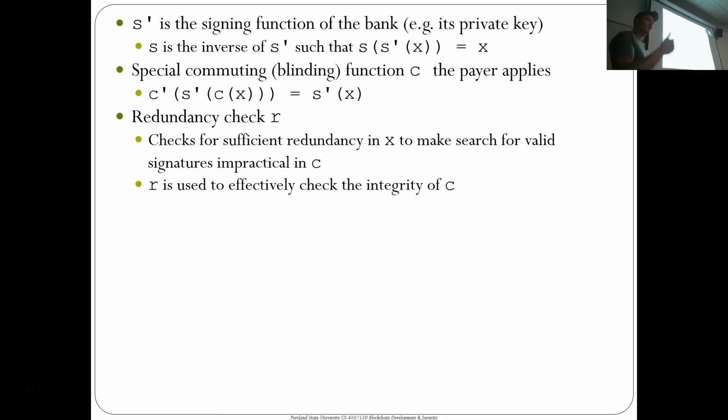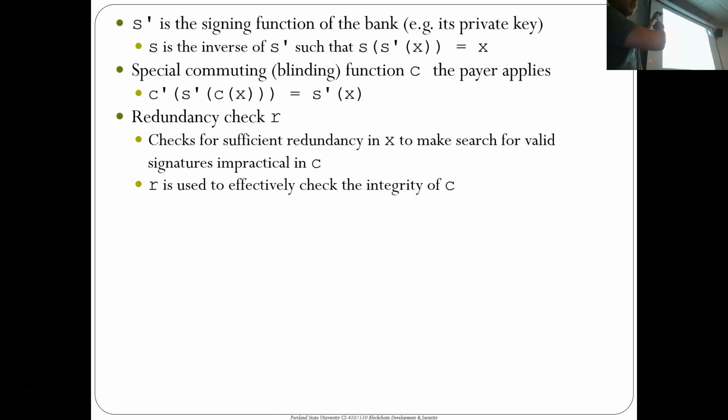Now, the bank never sees X. The bank only sees this C of X. So this decouples the bank's knowledge from the note. But if the bank later gets this S prime of X, it can verify its own signature, and it knows that it has signed this thing in the past. But it can't tell which payer it signed it for.